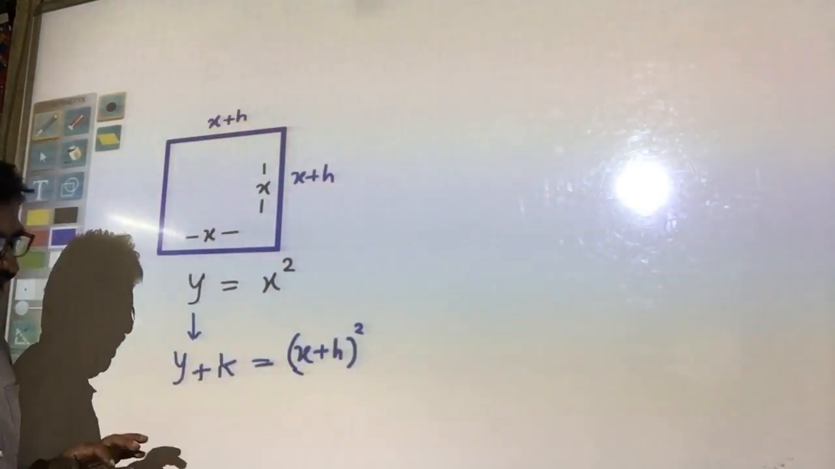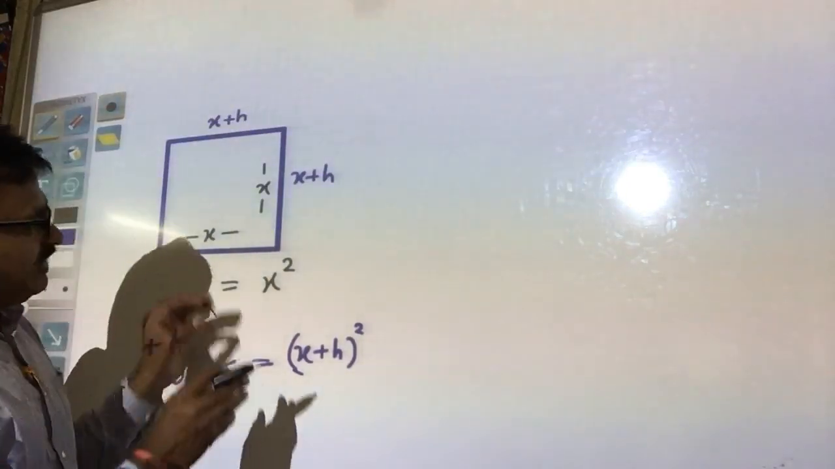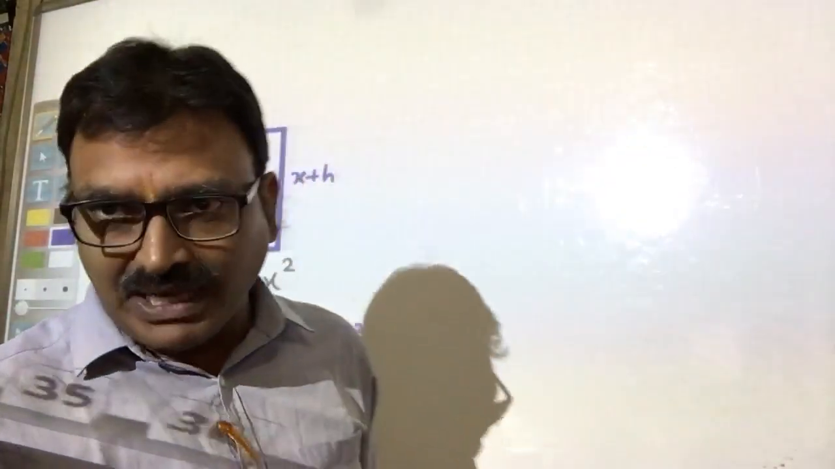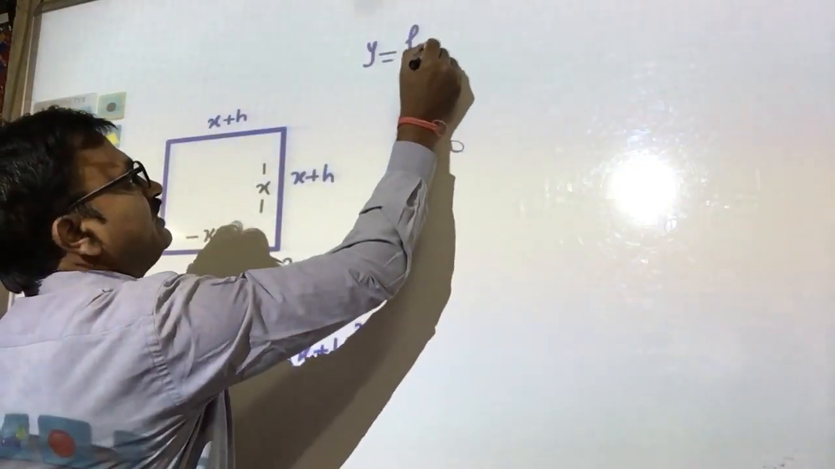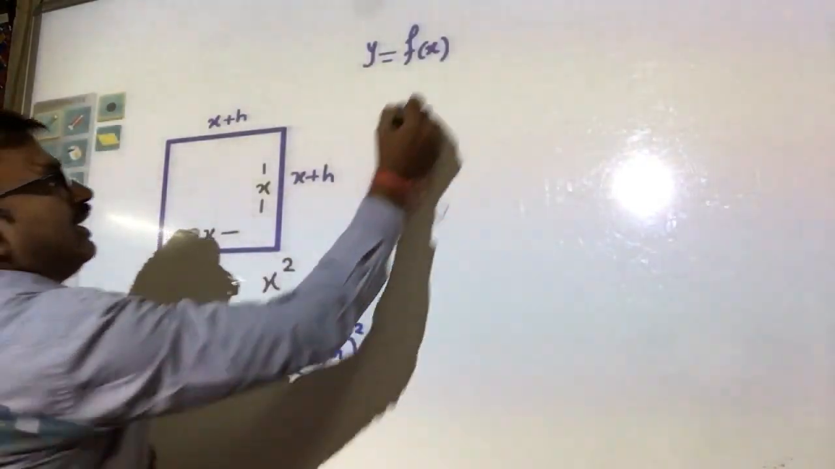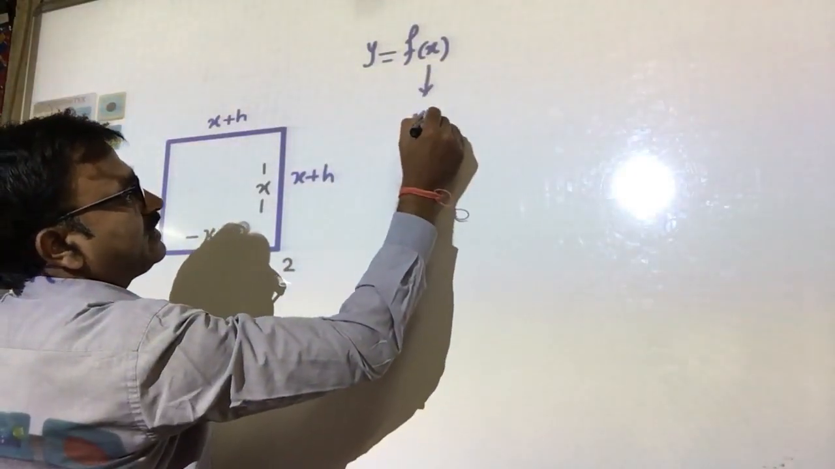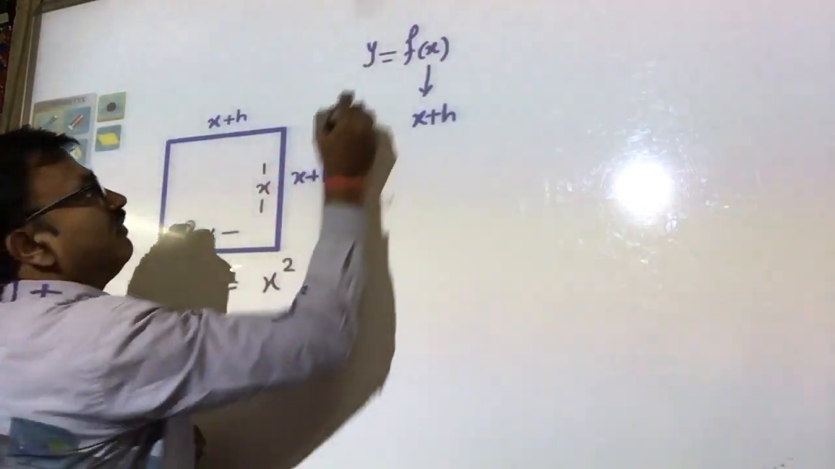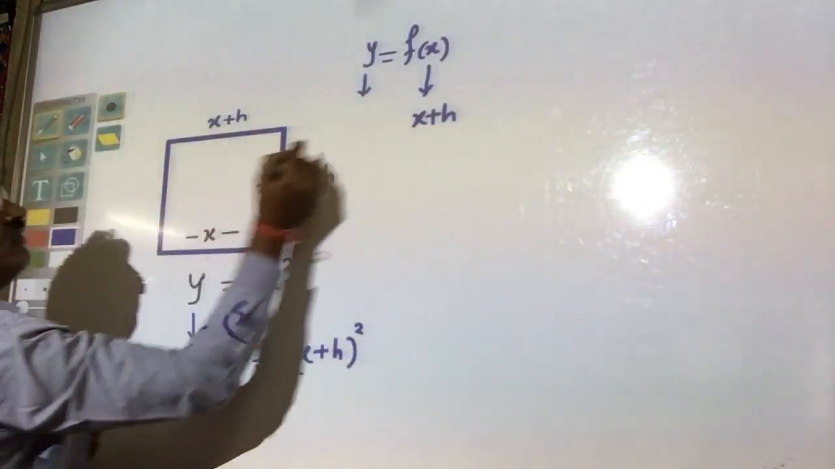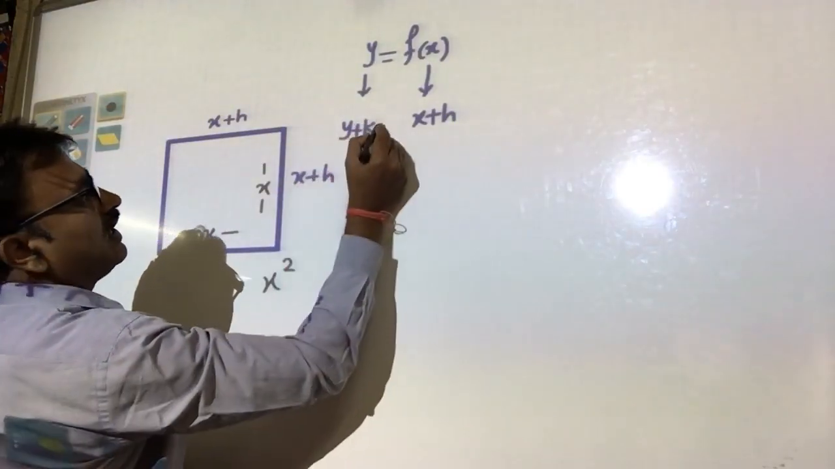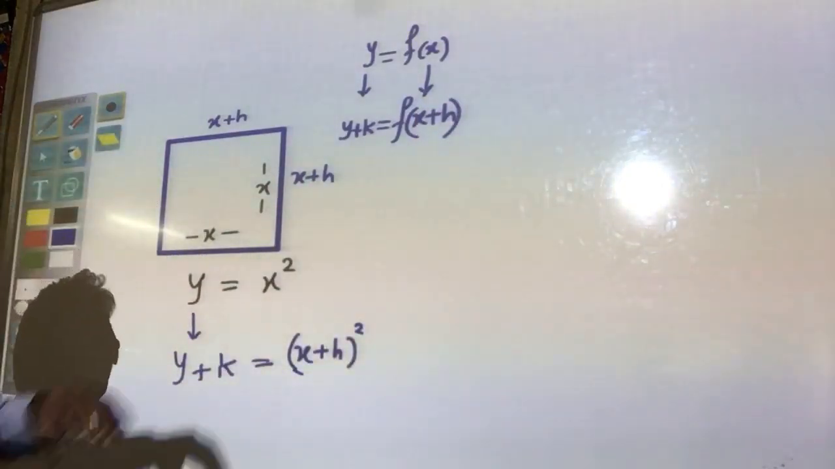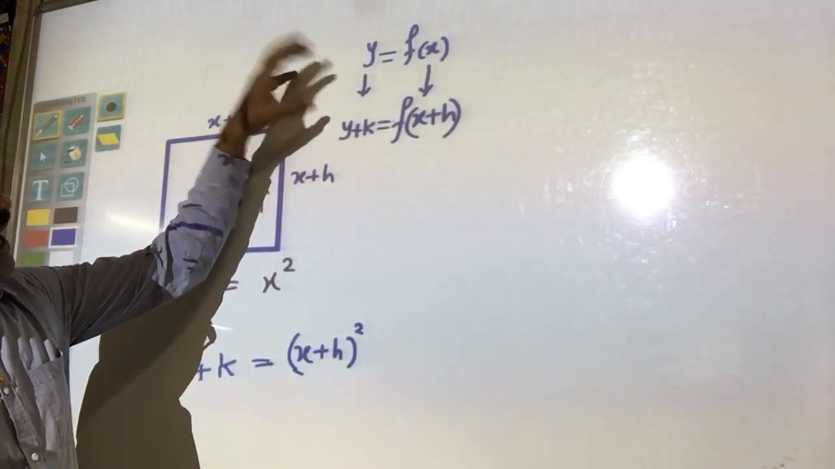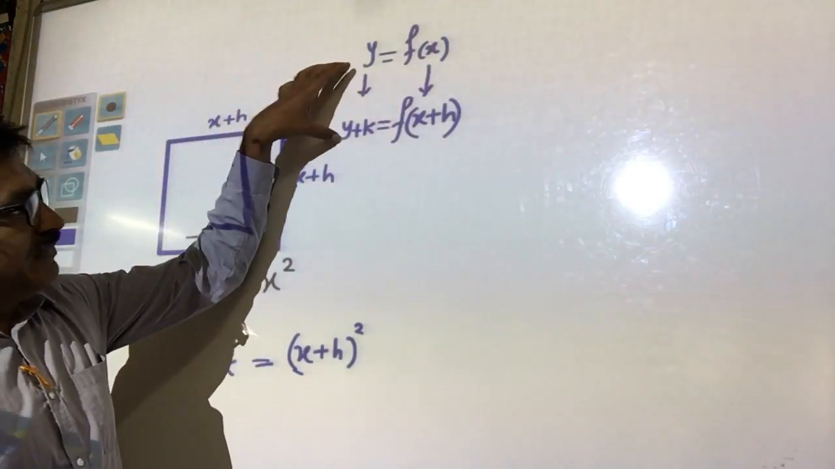So now students, we can see here, if we increase the value of the independent variable of any function, suppose y is equal to f(x) is a function, and here x changes to x plus h, then y also changes to y plus k. It means y plus k is equal to f(x plus h). This is the main motto of this chapter.